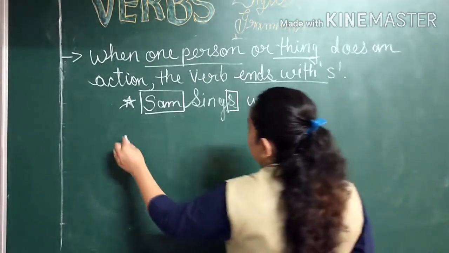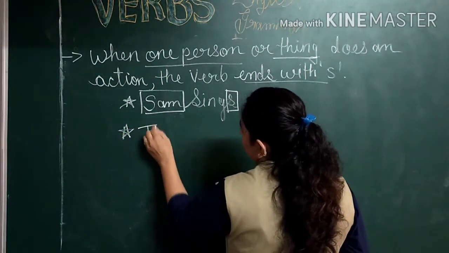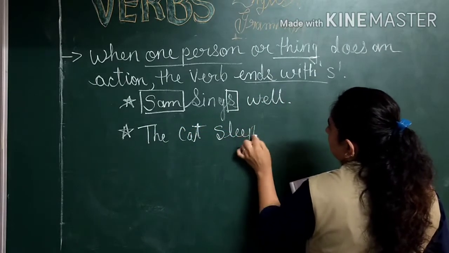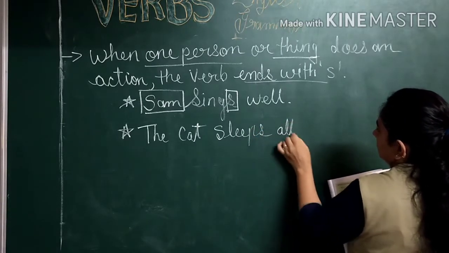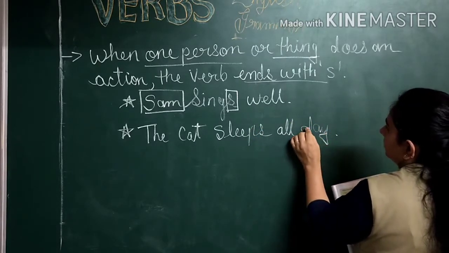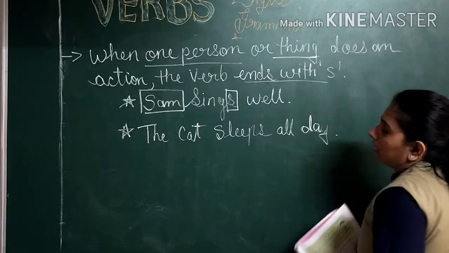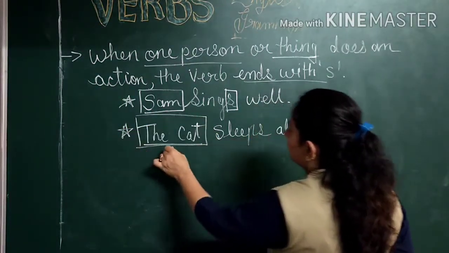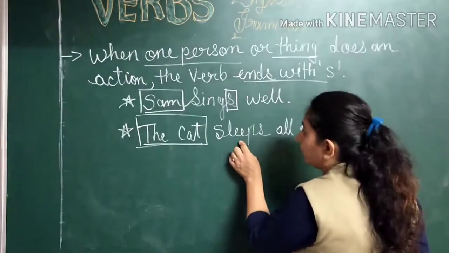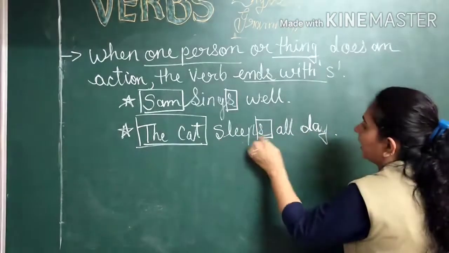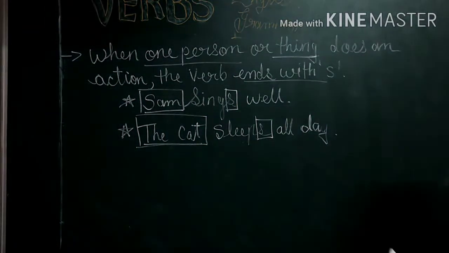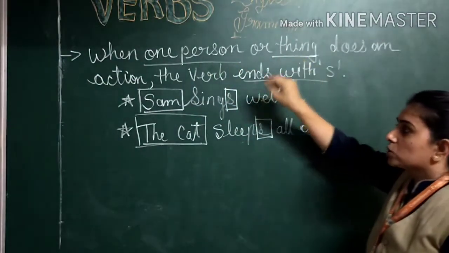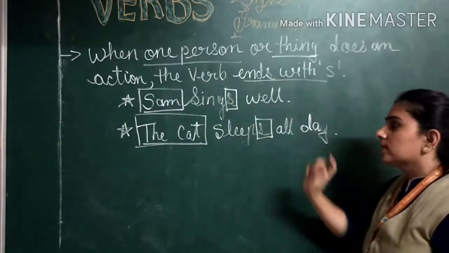Understand? Another sentence is: the cat sleeps all day. The cat sleeps all day. Here they have talked about the cat. यहाँ पे cat की बात की है. Cat, what the cat is doing, action of sleeping. So verb is sleep, जिसमें मैंने s use किया है. Understand? So from the sentence you will get to know when we are talking about one person or one thing, in the verb we have to use s.